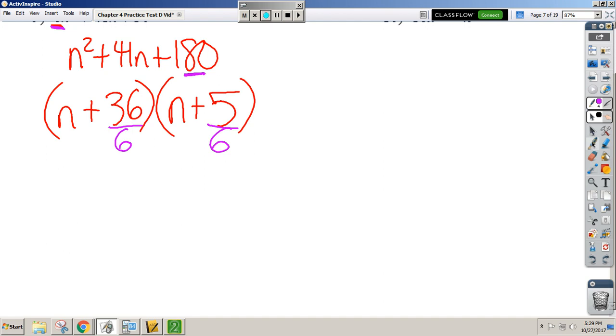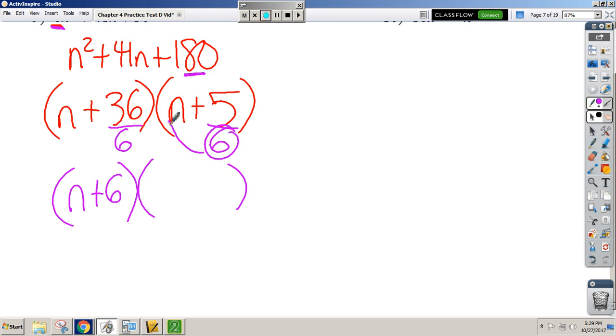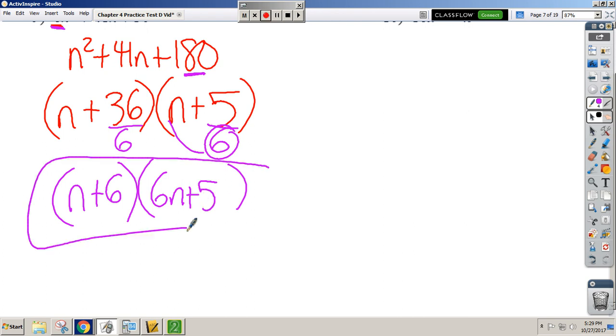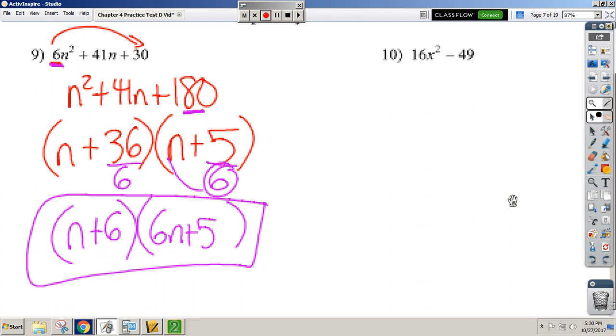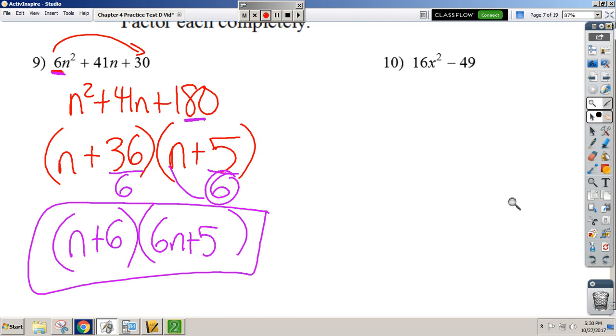36 divided by 6 is just the number 6, so that simplifies. And then I can't simplify this anymore, so I'm going to take it and swing it in front, and it becomes 6n plus 5. You can once again FOIL this out, and you will wind up back with what we started with, 6n squared plus 41n plus 30.